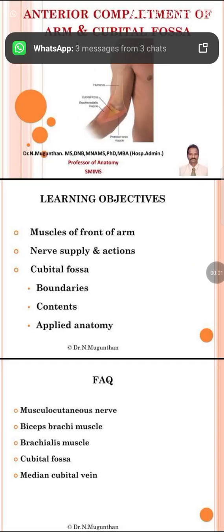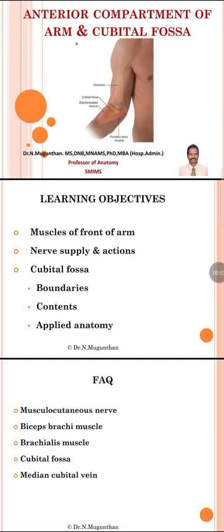Okay, so I just want to give an overview, a quick revision on the anterior compartment of the arm and also about the cubital fossa. I know that it was there in the question, but I also want to give a clear view of how you should answer when you're given, let's say, describe the cubital fossa or describe any structure, right? So we'll look at the muscles of the front of the arm quickly.